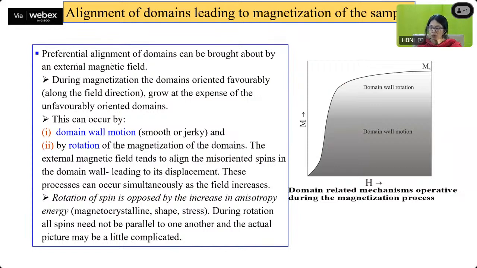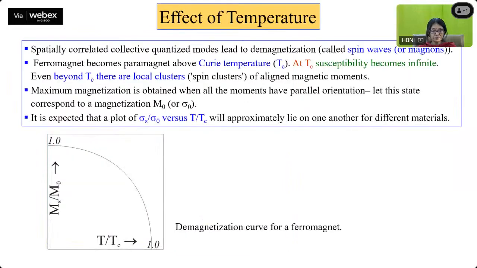As you increase the H over here, you see how the magnetization is increasing. At one particular level, you will find the domain wall itself is moving, and then at a higher level, you will find the magnetization rotating. Rotation of spin is opposed by the increase in anisotropy energy, magnetocrystalline and shape stress. During rotation, all spins need not be parallel to one another, and the actual picture might get a little more complicated. So what is the effect of temperature?